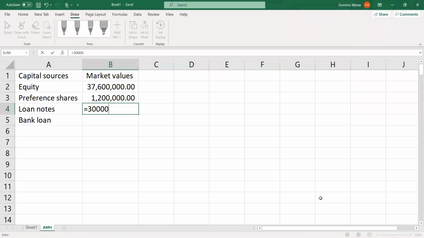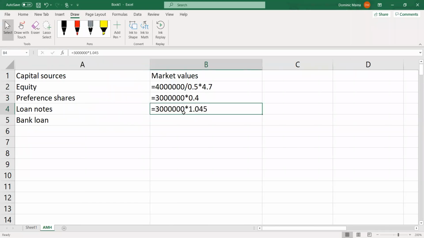So 3 million, divide by 100 times 104.5, or simply multiply by 1.045, which is 104.5 divided by 100. Refer back to what I've done: 3 million divided by 100 times 104.5, or simply 3 million times 1.045. That gives the market value of the loan notes.